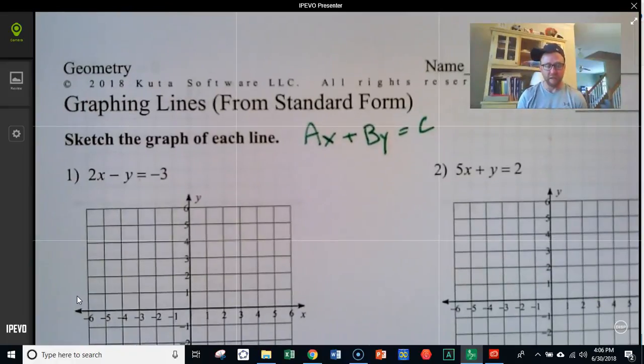One method is to take the equation and turn it into a slope-intercept equation. The other method is to use the equation as is to find the intercepts. Let's take a look.